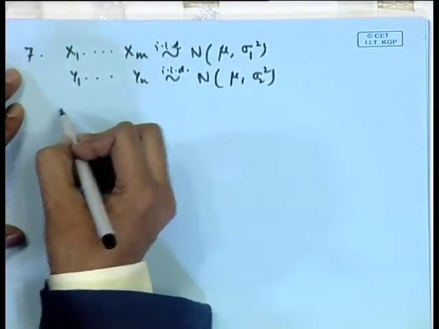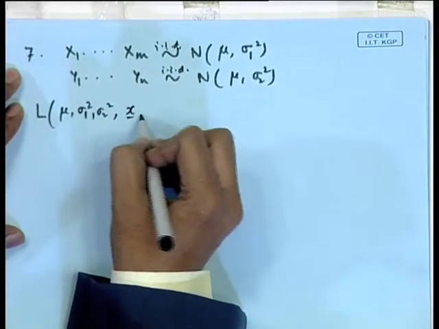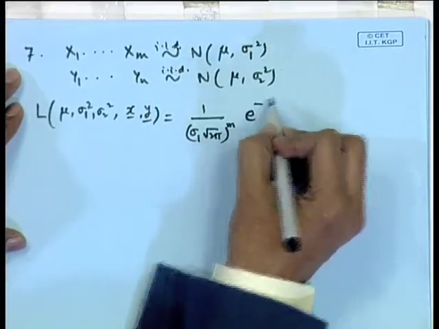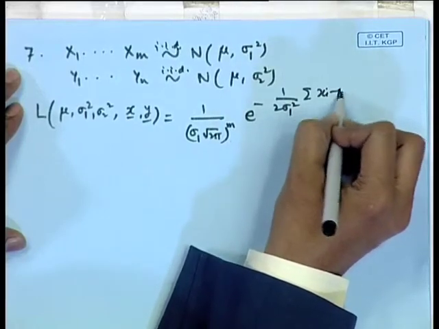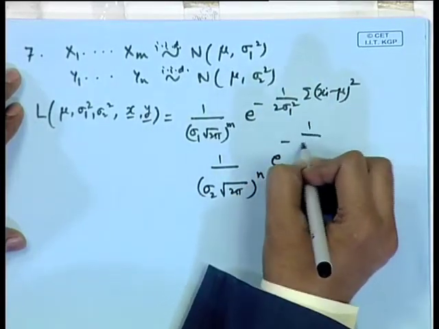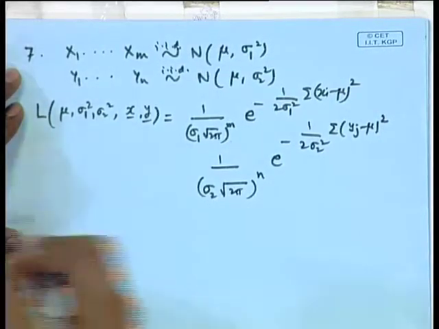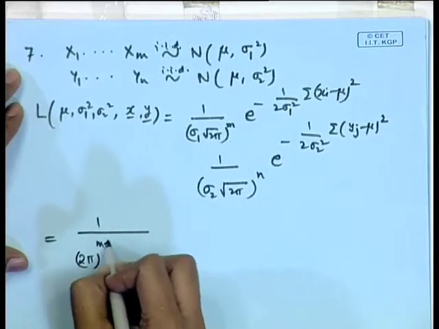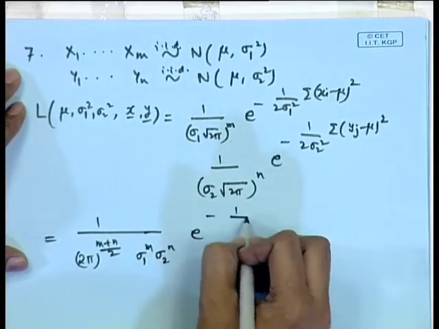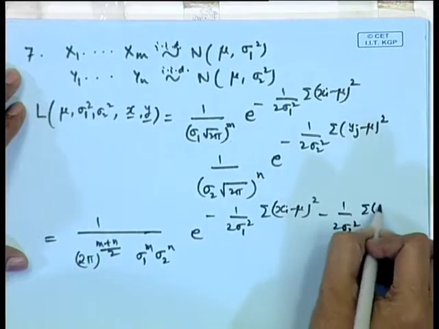So, here you write down the likelihood function. Three parameters are there, mu, sigma 1 square, sigma 2 square, and two samples X and Y are there. So, the likelihood function will involve 1 by sigma 1 root 2 pi to the power m, e to the power minus 1 by 2 sigma 1 square sigma (xi minus mu) square, and 1 by sigma 2 root 2 pi to the power n, e to the power minus 1 by 2 sigma 2 square sigma (yj minus mu) whole square. The terms can be simplified: 1 by 2 pi to the power (m plus n) by 2, sigma 1 to the power m, sigma 2 to the power n, e to the power minus 1 by 2 sigma 1 square sigma (xi minus mu) square minus 1 by 2 sigma 2 square sigma (yj minus mu) square.